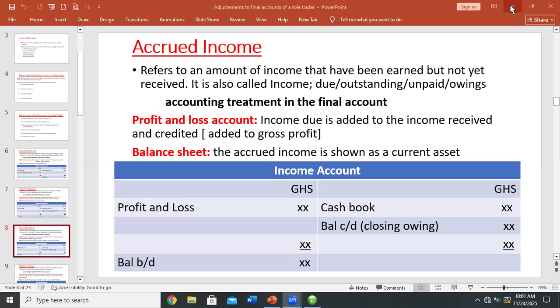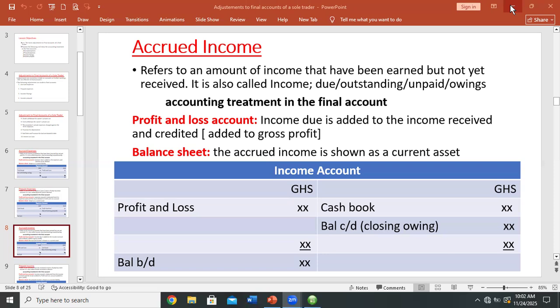For example, as a teacher, one of my sources of income is salary. If the government has not paid me for the month of November, in as much as I have worked for November, that money is mine, it's my asset. I have earned it. So even though the government has not paid, when I'm preparing my account, I can put it in there as salary earned. So that's the understanding.